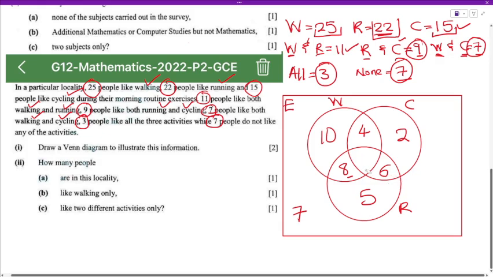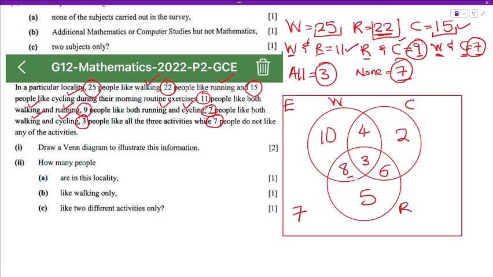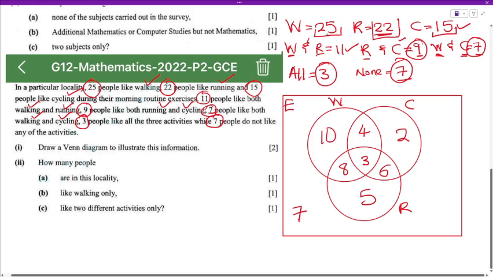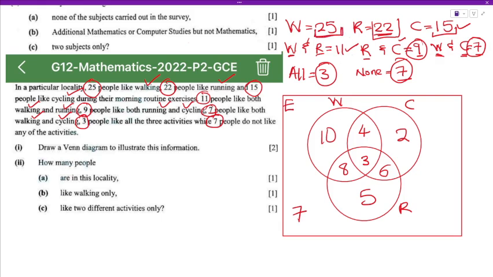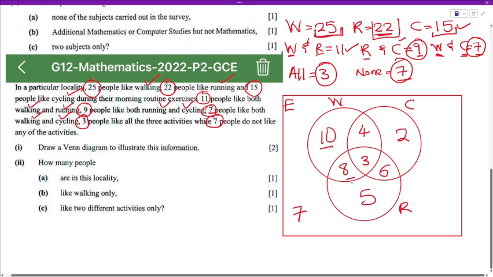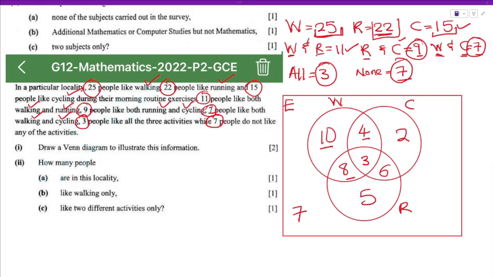All right, so I usually add numbers that are easy for me. I start with those numbers when I'm not using a calculator. Then walking is 25. Okay, so we add everything. So I'm going to say 10 plus 8, that is 18. 18 plus 3, that is 21, plus 4, 25. Correct. Okay, then those that didn't like any were told they are 7, the ones sitting outside.